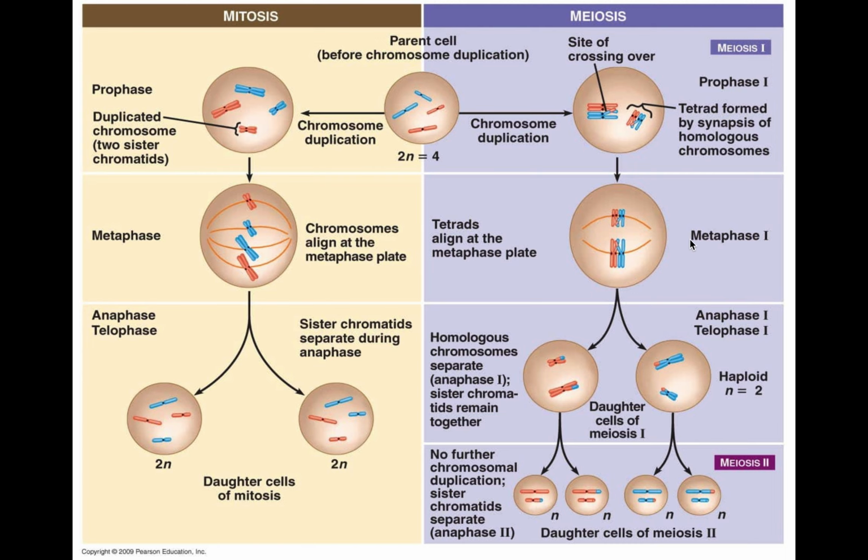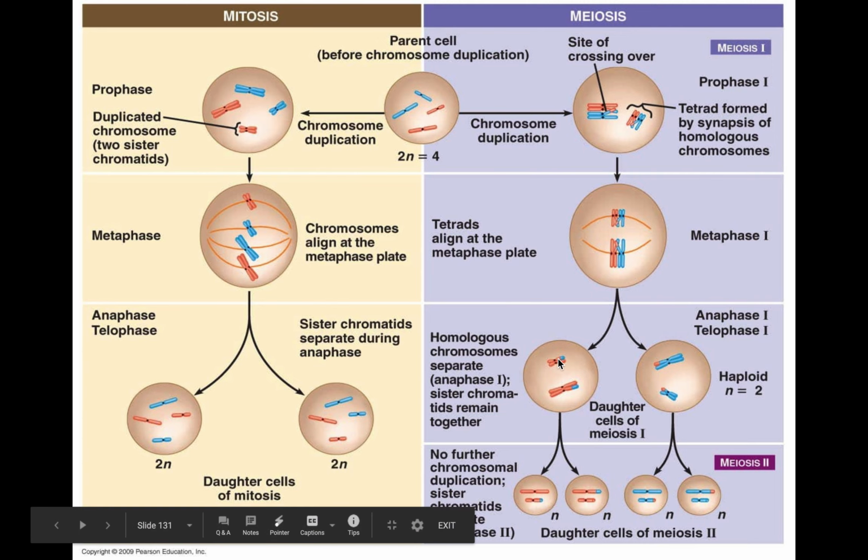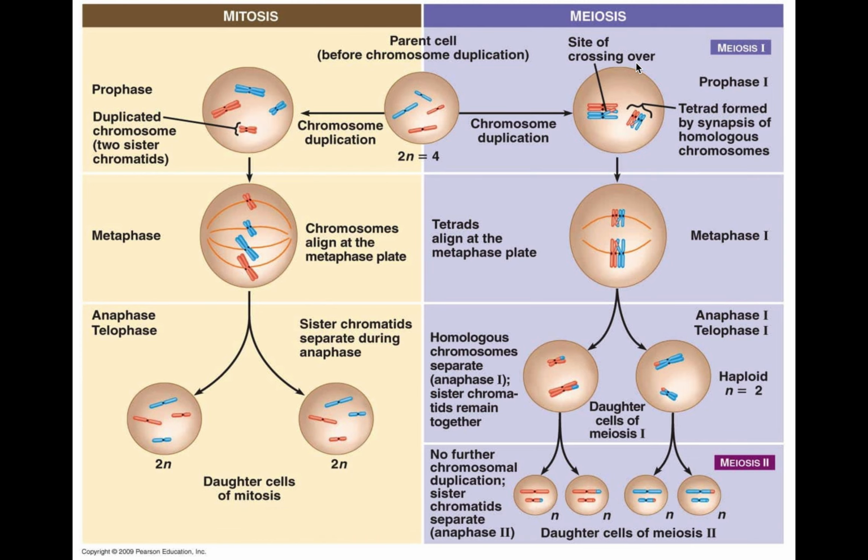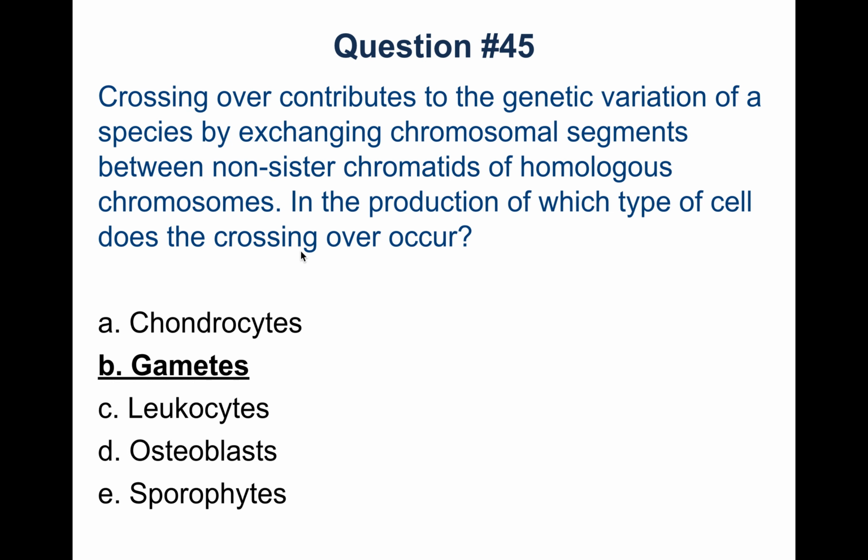And then in meiosis 1, they line up in these homologous pairs. Homologous pairs get pulled apart. Then you go through meiosis 2, where now the chromosomes all line up single file, just like mitosis, and the sister chromatids get pulled apart. So only in meiosis does crossing over take place, and only when forming gametes does meiosis take place.